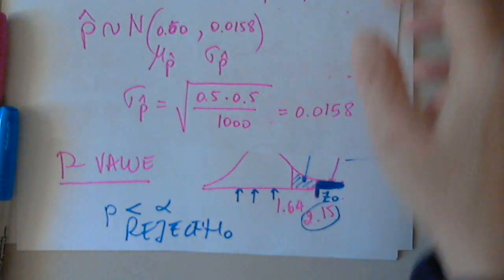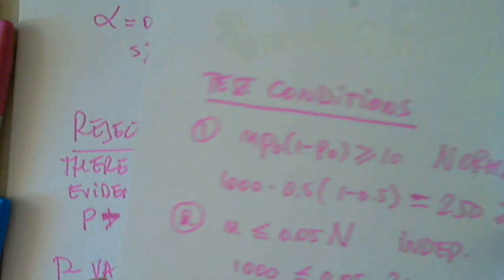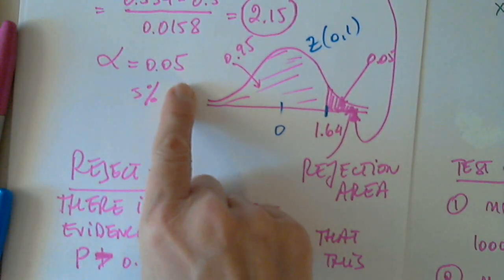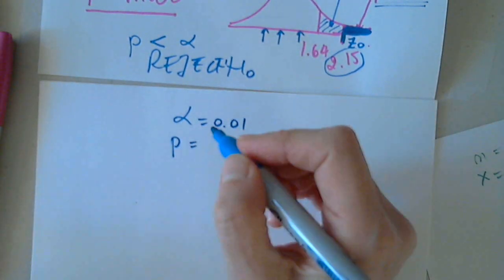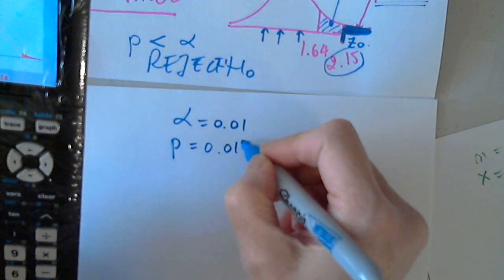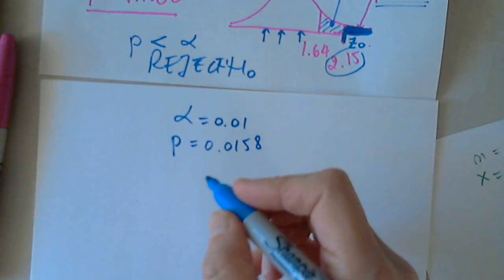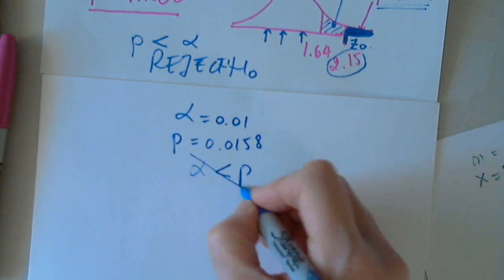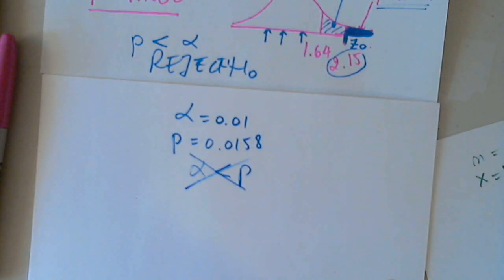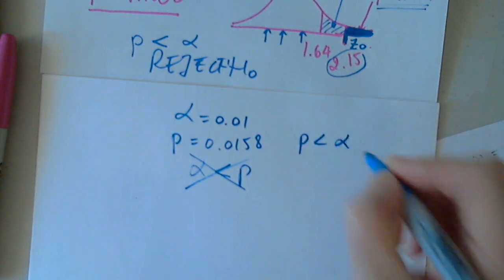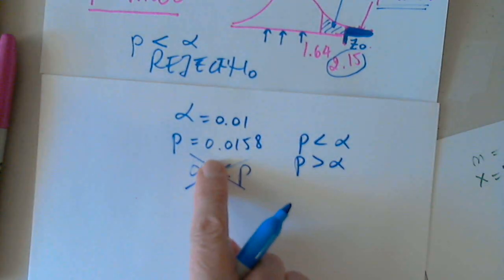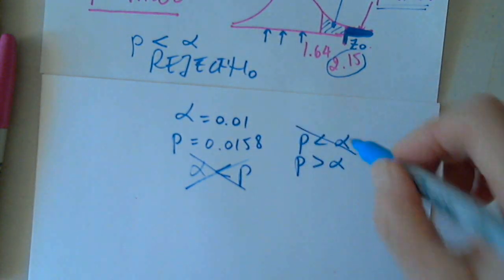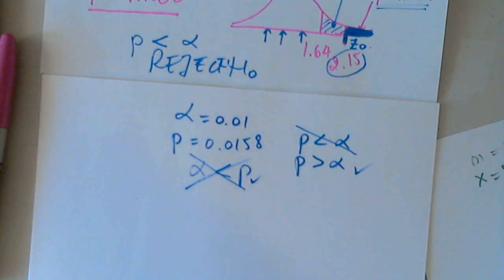Now, if you say, well, you chose alpha to be 0.05. Well, what if you choose alpha to be 0.01? Your p-value is 0.0158. But now, p is not less than alpha. P is greater than alpha. Look at this. So this is not the case. This is the case. This is correct.